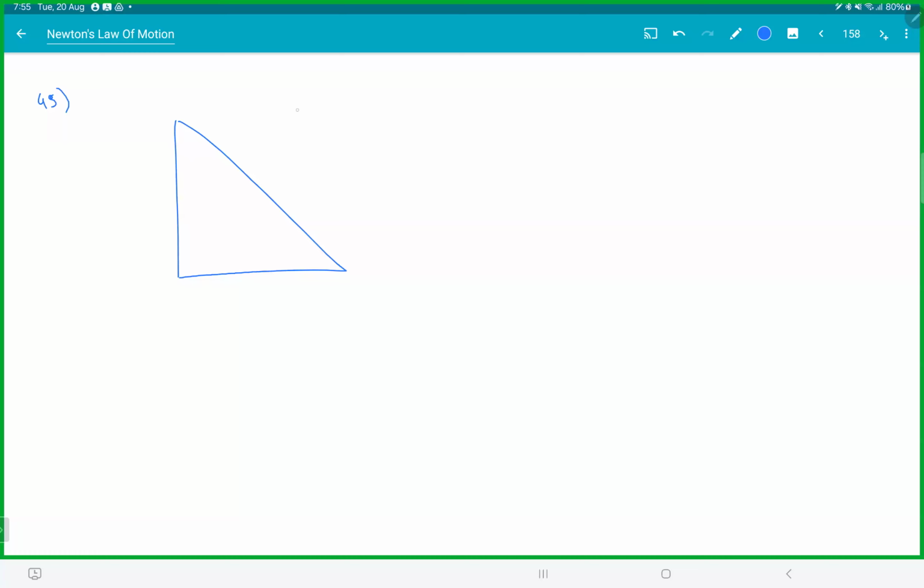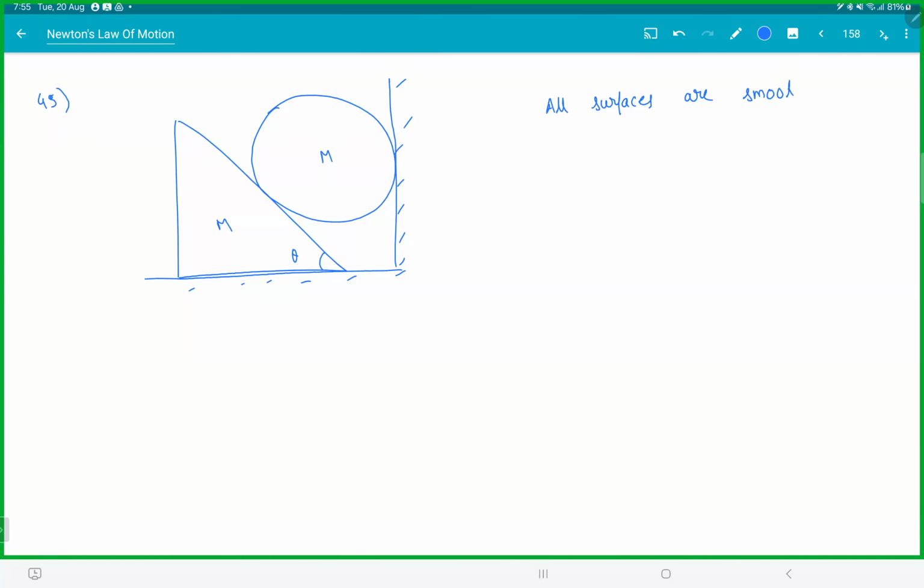This also you saw this. This is M. This is also M. I'm taking same mass, theta. All surfaces are smooth. Find the acceleration of the ball. Now no one is holding it. They just left it. So this will start sliding. Let's find acceleration of the wedge. Free body diagram, relation between accelerations, equation solve.